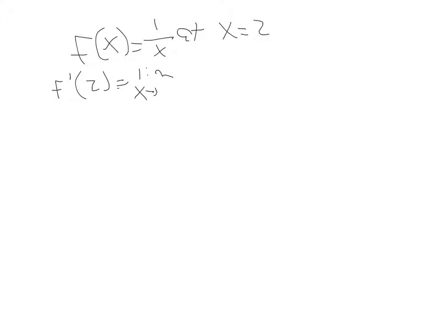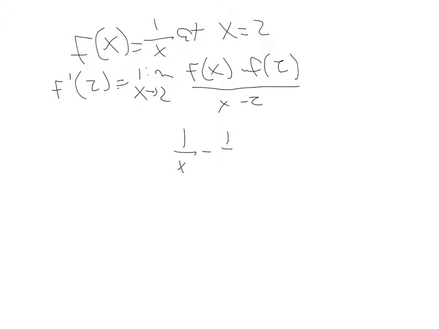In the alternate definition of the derivative, x has always got to approach the value of x. So the limit as x approaches 2 of f of x minus f of 2 all over x minus 2. So I've got the limit as x approaches 2. Well, f of x is the expression 1 over x. f of 2, of course, would be simply 1/2. So I've got 1 over x minus a half all over x minus 2.